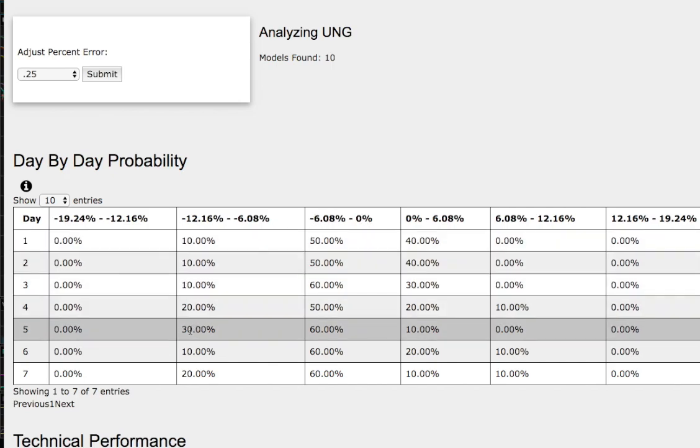And a further extreme case, to the downside, a 30% chance for it to fall between negative 6% to negative 12%.